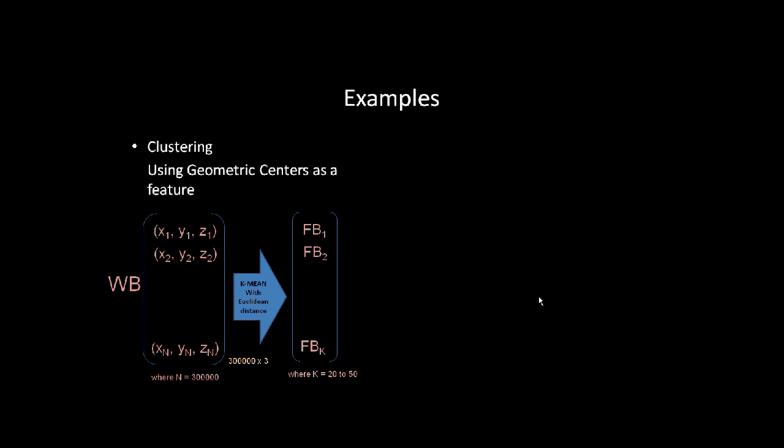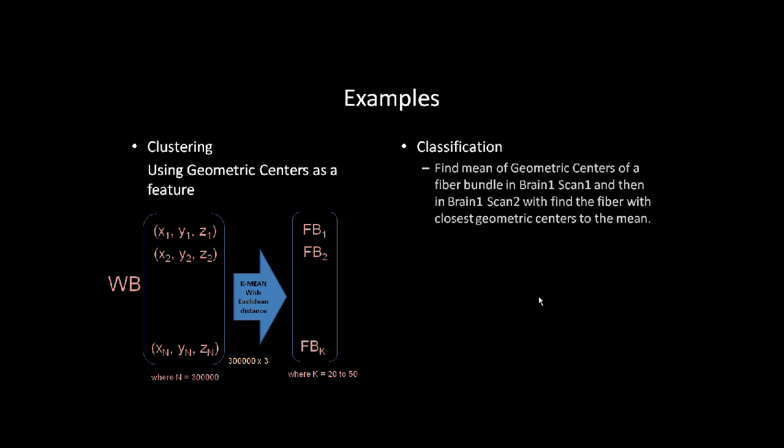To give you some examples in terms of the clustering, you might, for example, use the geometric centers as a feature of the clusters that you're dealing with, and within that set, use methods such as k-means clustering on that geometric distance to identify your grouping of the sets. The classification will find the mean of the geometric centers of the fiber bundle of brain 1, scan 1, and then in brain 1, scan 2, with the closest geometric centers within those sets. And you'll identify all the fibers which have similar feature properties.